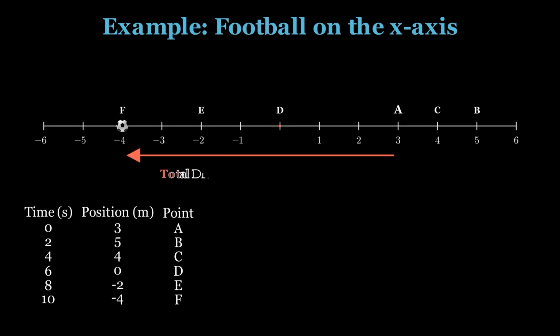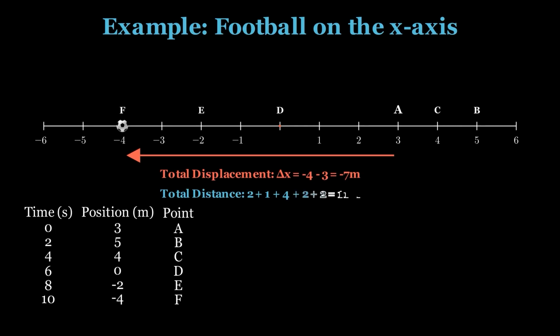Now let's calculate displacement. Displacement, or delta x, is the change in position. For displacement, we only care about the starting and ending positions. The ball begins at 3 meters, point A, and ended at minus 4 meters, point F. So, delta x equals final position minus initial position, which equals minus 4 minus 3, which equals minus 7 meters. Meaning the ball ended up 7 meters to the left of where it started.